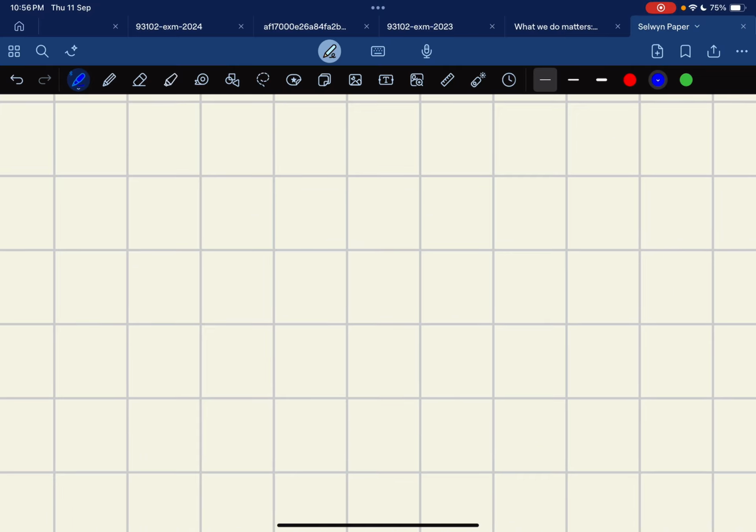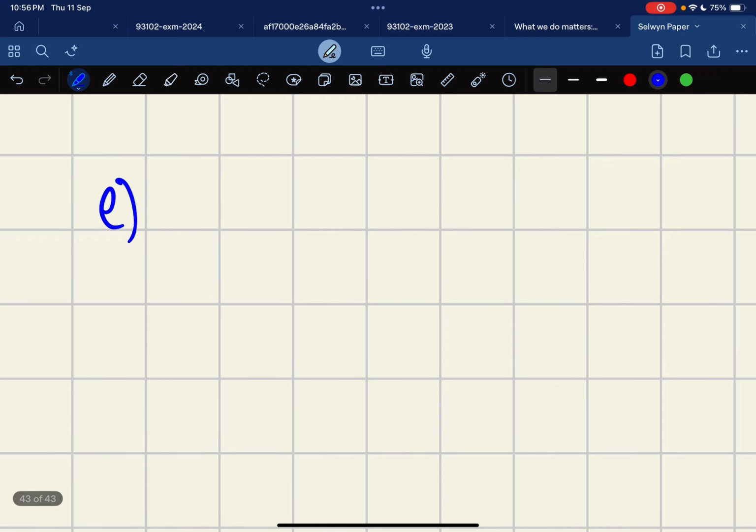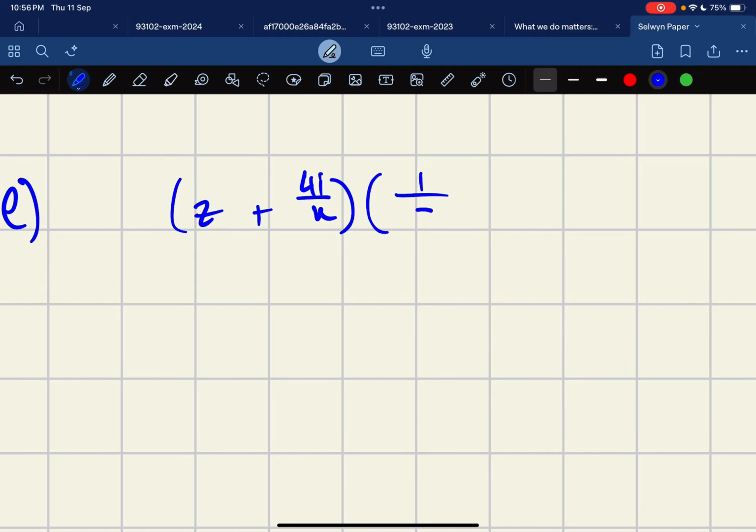Moving on to the final part, part E. Find the range of values for k, positive real number, for which the solutions of z are purely imaginary for the equation. Okay, let's see, the equation is (z plus 4i over k) times (1 over z minus 4i over k) equals 1. Okay. And we're just solving for z.